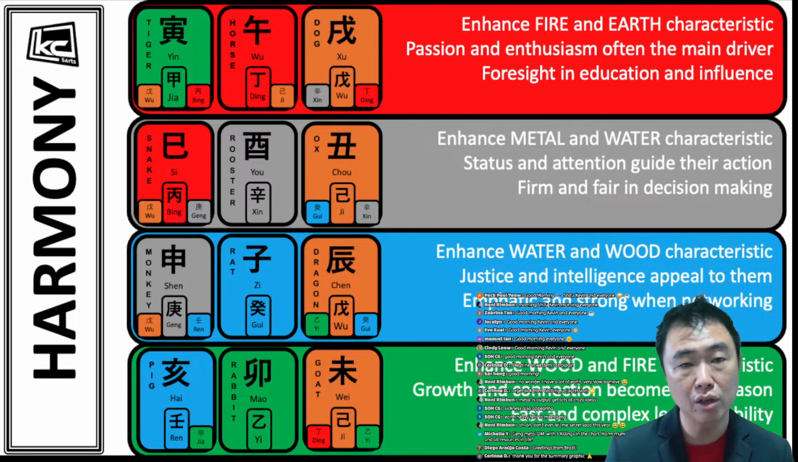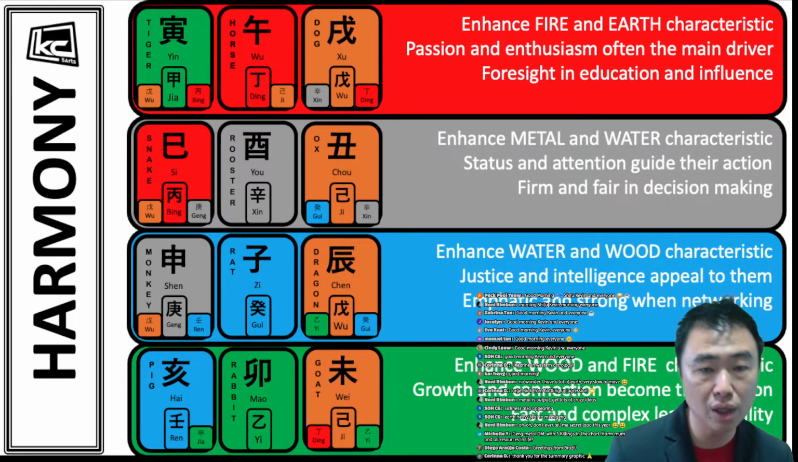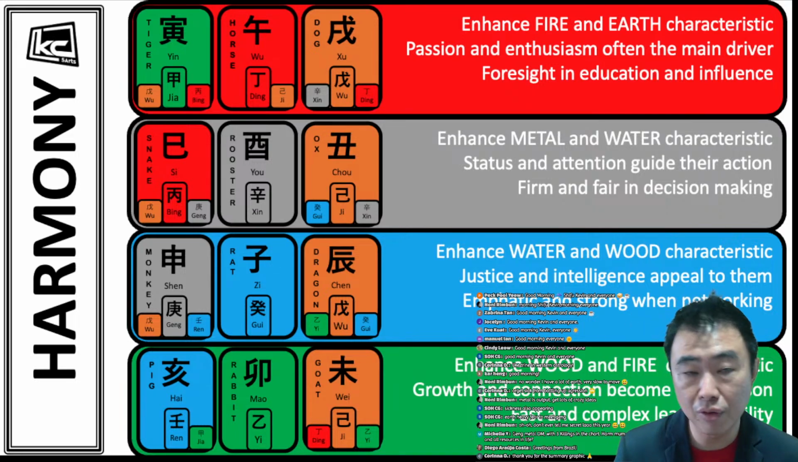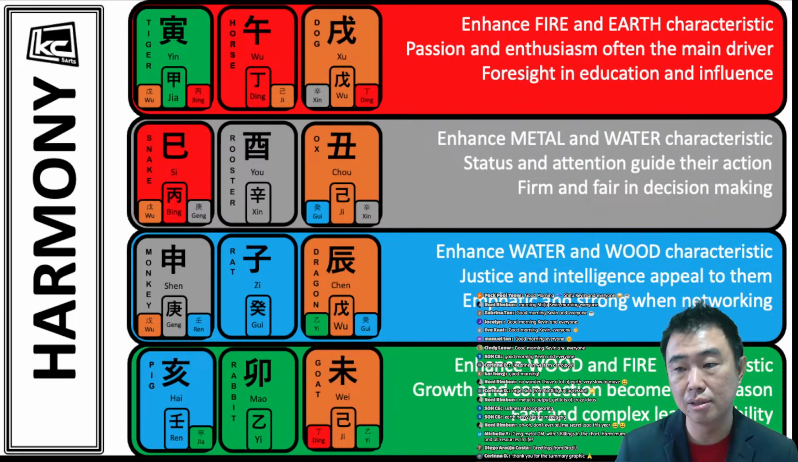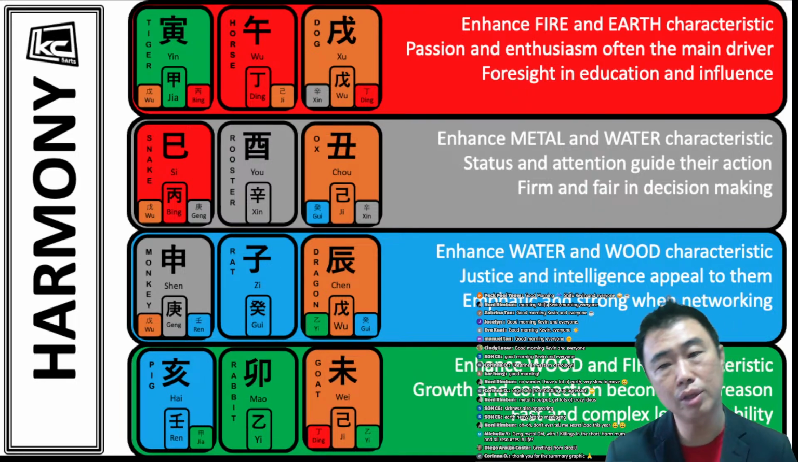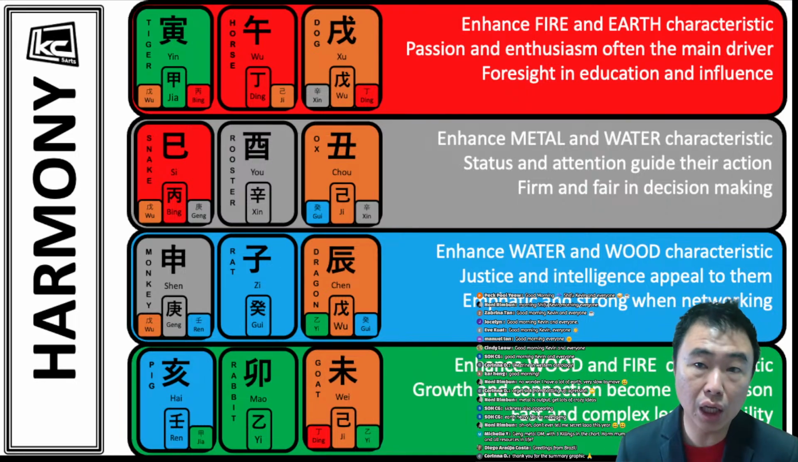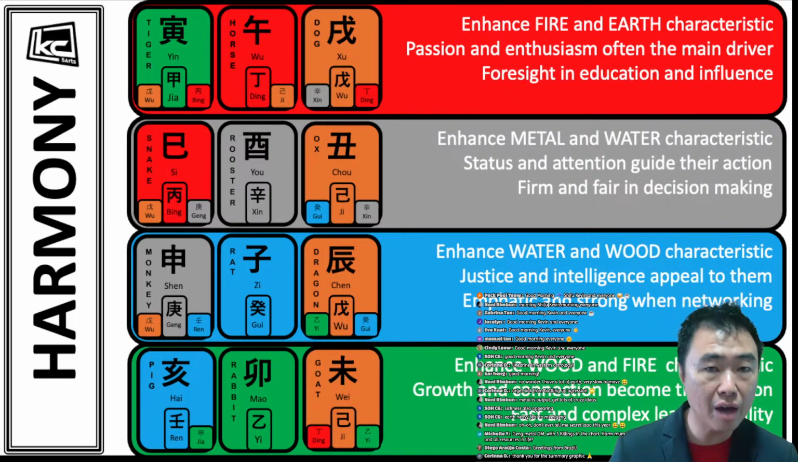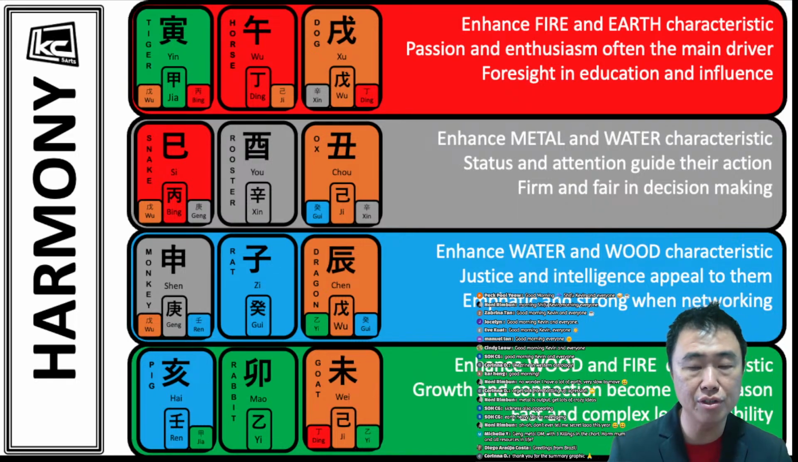If you take a look at the snake, the snake frame is snake, rooster, and also the ox. So this is metal, and metal is basically status, power, authority. So the enhancement is status, power, and authority, that's the main enhancement. It talks about being firm, being fair, because Bing fire means everybody can see.